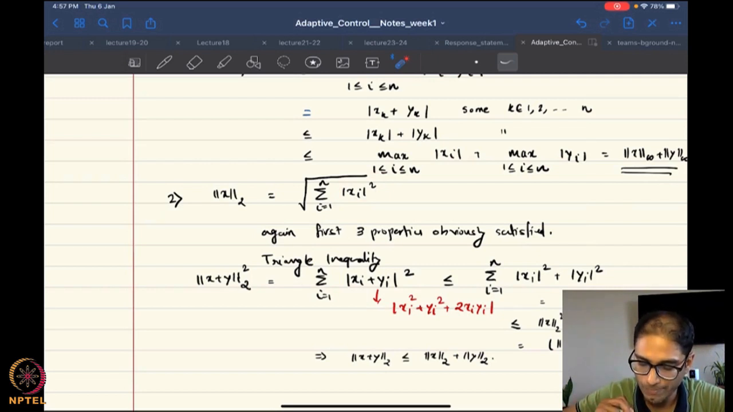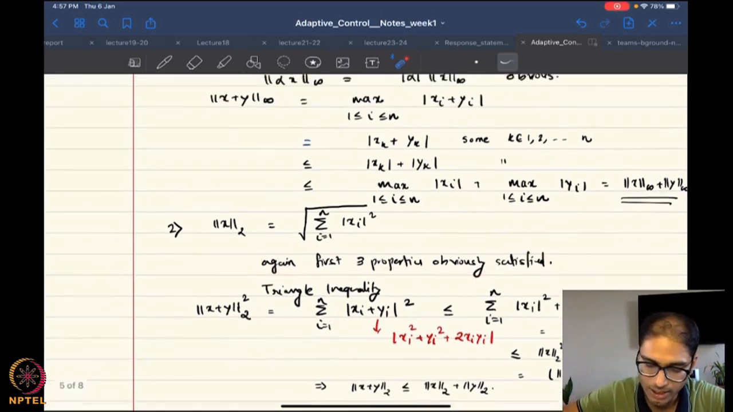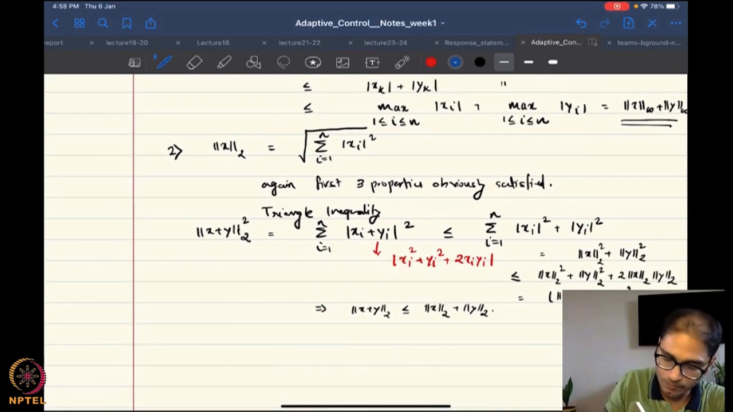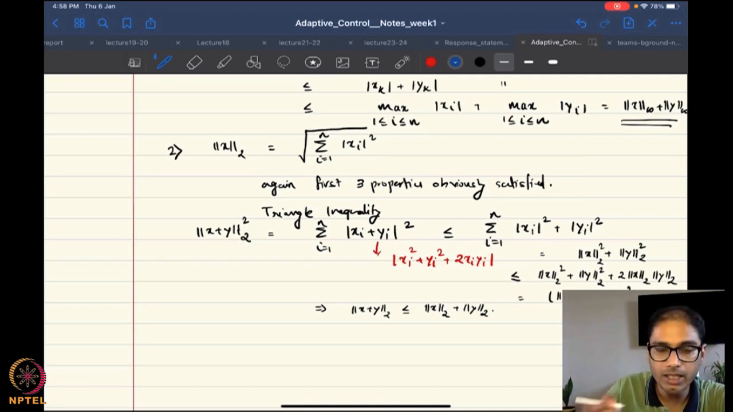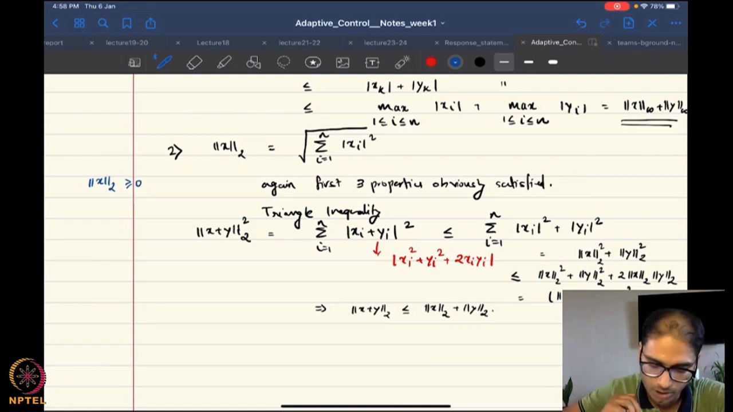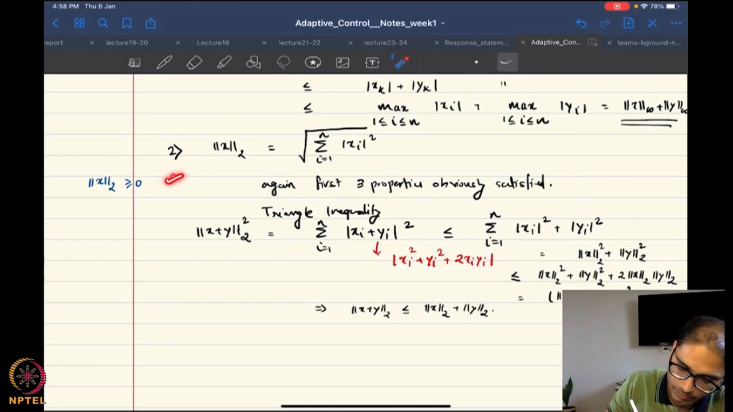Immediately, in passing, I say that the first three properties are obviously satisfied. I will still write a little bit here. If you look at non-negativity, this should be evident to you. Because you're taking the square of absolute values, so it's a positive quantity, then I'm taking the summation of this positive quantity, then I'm taking a square root of that, again a positive quantity. So this is fine.